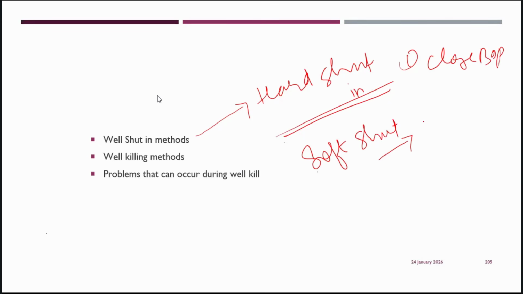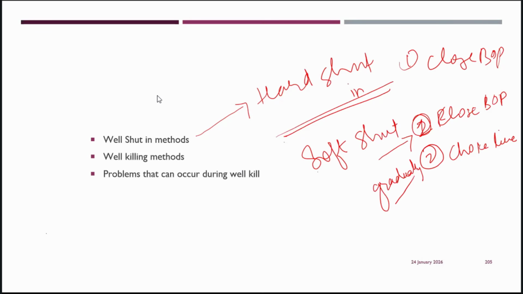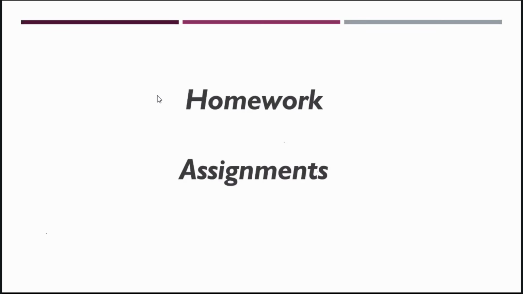But in soft shut-in, you have to do two steps. Okay, two steps. First step, you will close the BOP, but here your choke line is open. After that, second step, you will close the choke line. So here the well is closed gradually, so it is soft shut-in. Here the well is closed suddenly, it is hard shut-in. It will give a shock on the formation.